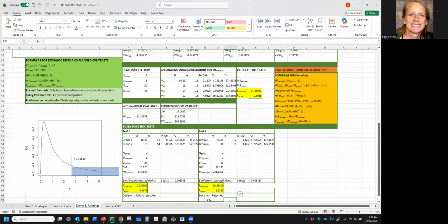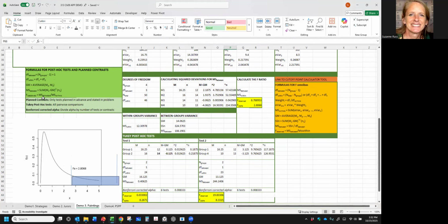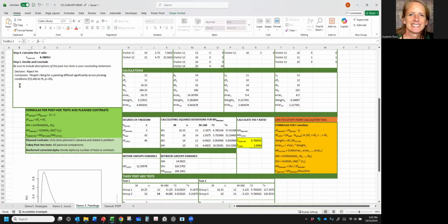Now, you have to do 6 tests. I'm only going to do these 2 by way of example, but I'm going to show you how to write the rest of the conclusion. So let's write, first off, let's be clear that we did Tukey's Post Hoc test revealed that people who saw the $10,000 price tag had significantly higher liking for a painting than people who saw the $10 price tag.